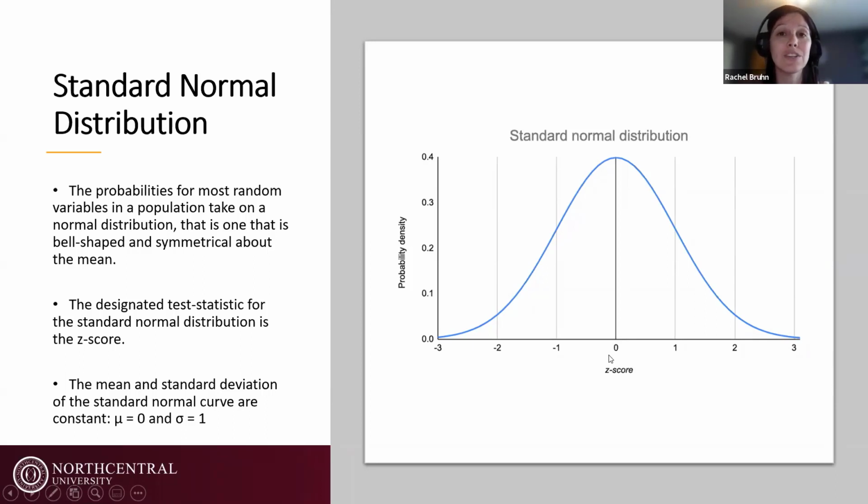And then it has a standard deviation. So on average, as we move away from the mean, that standard deviation is 1. And this is going to be the same anytime you're dealing with the standard normal distribution or the Z distribution. It always has a mean of 0. It always has a standard deviation of 1.